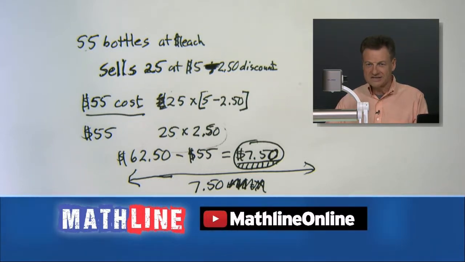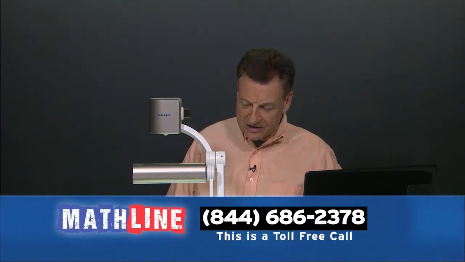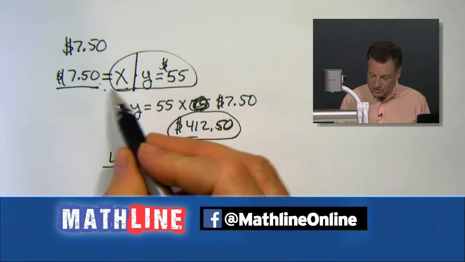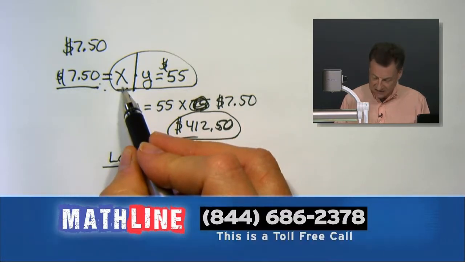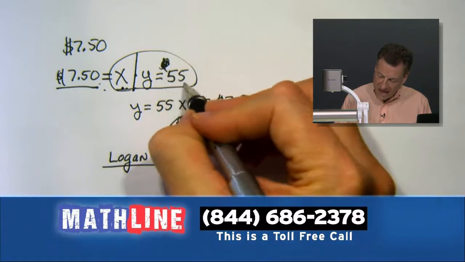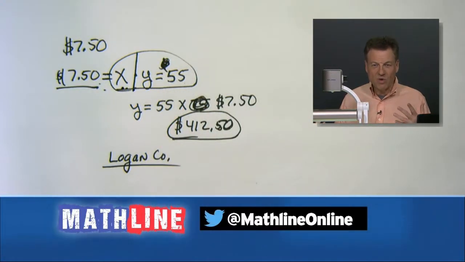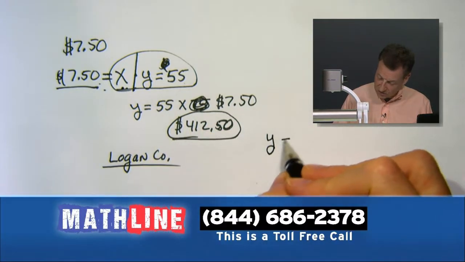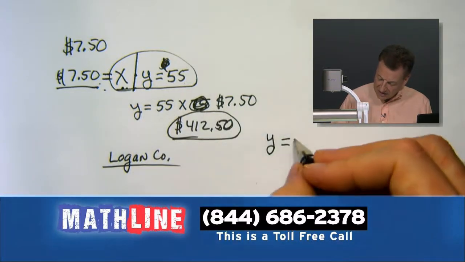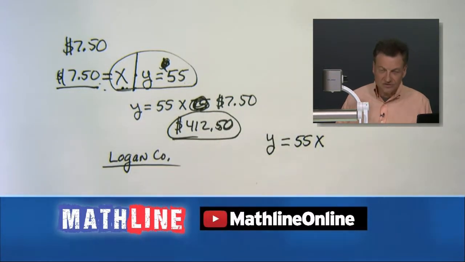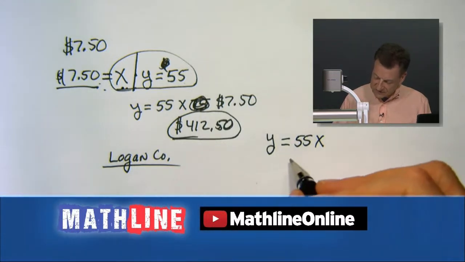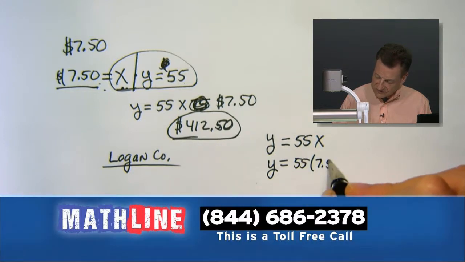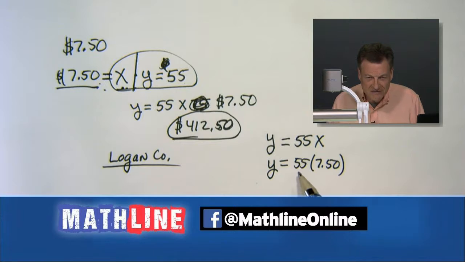Now, let me pull away just a second, guys, if you can do that. Here was the next thing that was going to go on. We're going to say that X is equal to $7.50. He also said we're going to have a Y that's going to equal 55 times that X. And that X happened to be $7.50. So he was looking for one more value, 55 times $7.50.